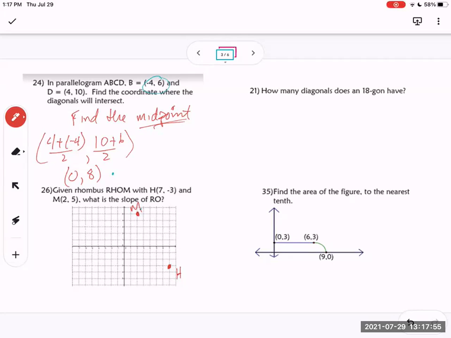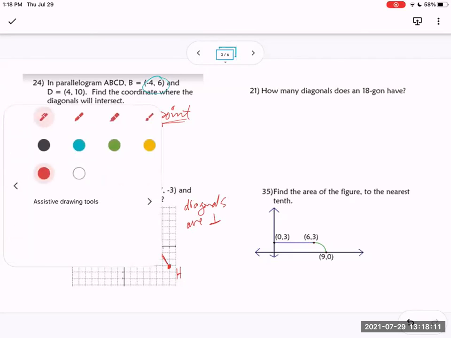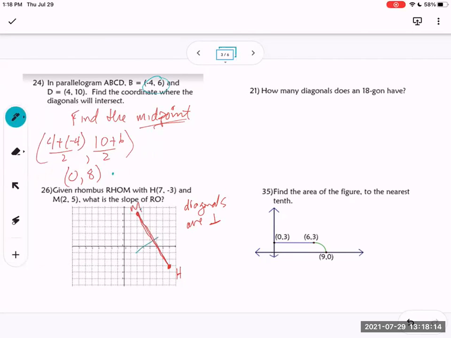Good. So since the diagonals are perpendicular, since we know that, if we find the slope of this line, what can we do to find the slope of the other line? RO. We know it has to be what? It has to be the negative reciprocal. Yeah. Remember, negative reciprocals. So all I have to do is find the slope of that red line and then take the negative reciprocal of that.